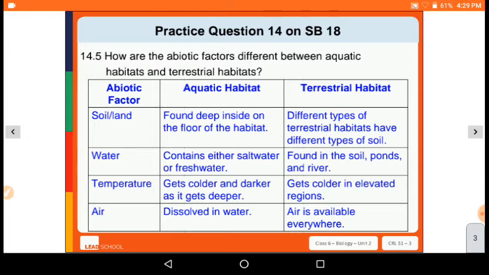It gets colder and darker as it gets deeper in an aquatic habitat, and the terrestrial habitat gets colder in elevated regions. Now, in an aquatic habitat, air is dissolved in water, and air is available everywhere in a terrestrial habitat. So you have to write this for 14.5.